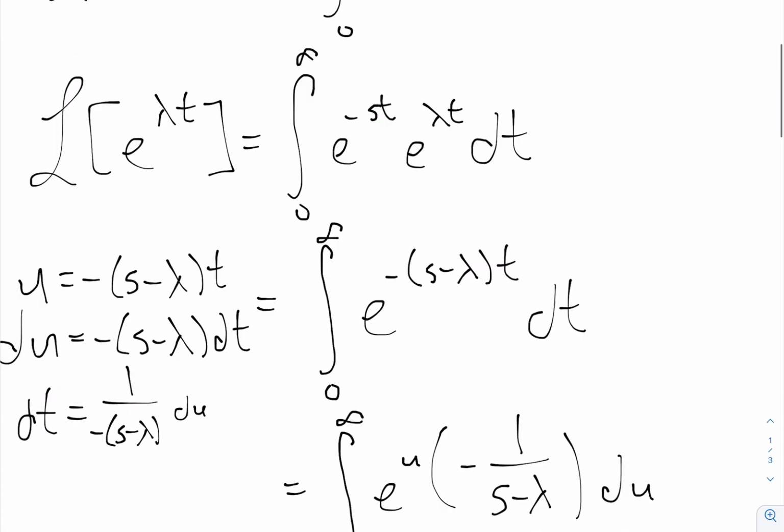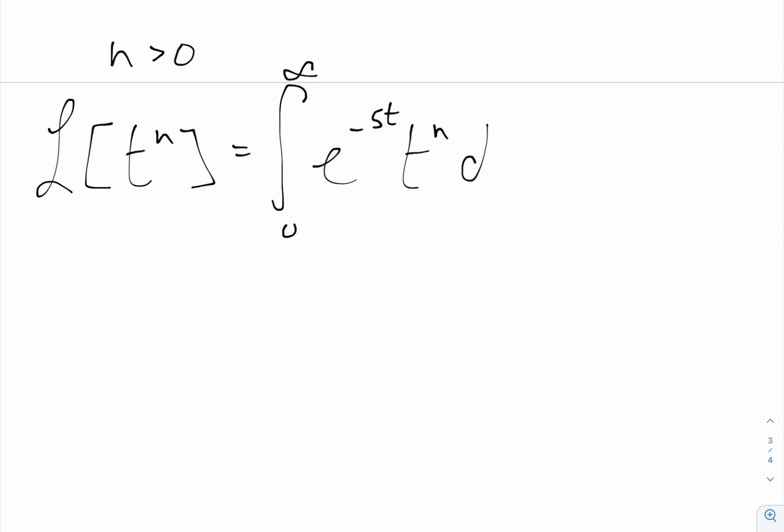Okay, actually I'm going to do one more with you. I'm going to do 2 in this video. So let's do the Laplace transform of t to the n. And I'll just write up here, t is greater than 0. Or n, not t. Sorry, it's early in the morning here. n is greater than 0. Okay, and we're going to say that equals, with our improper integral, the integral of e to the negative st, t to the n dt, okay?